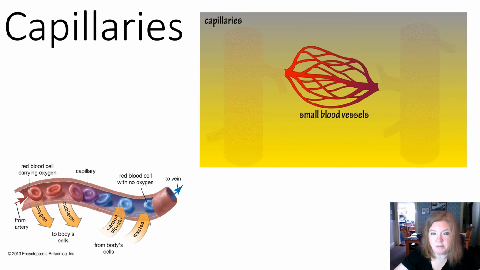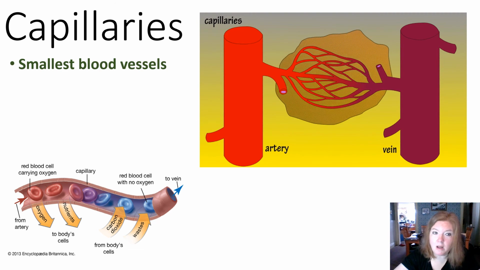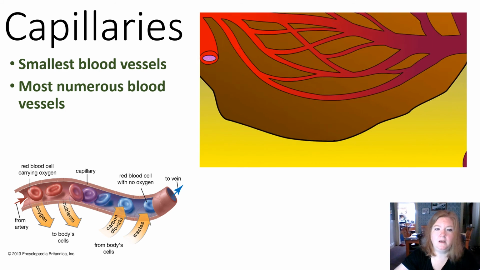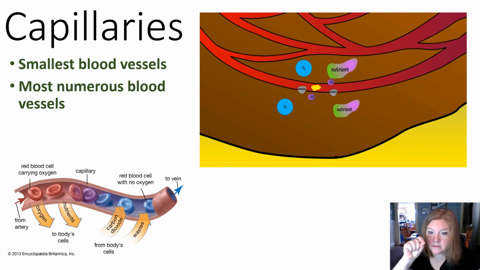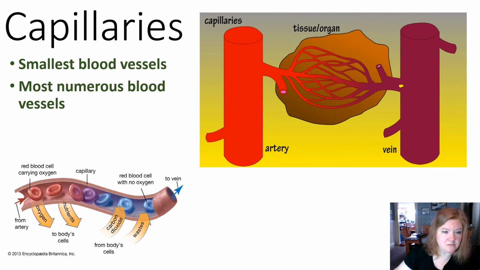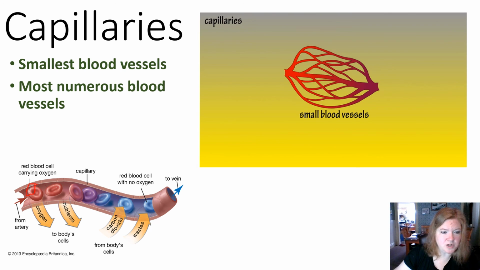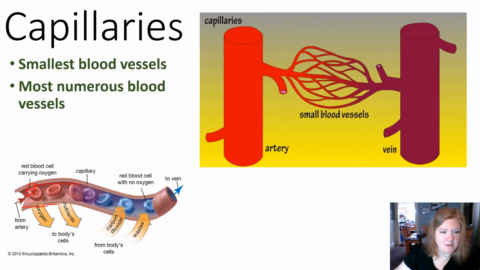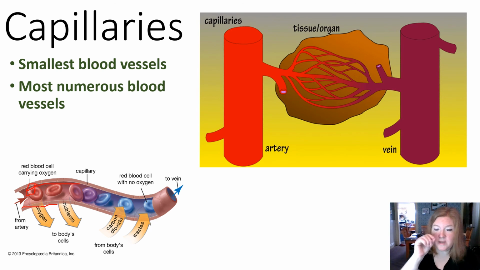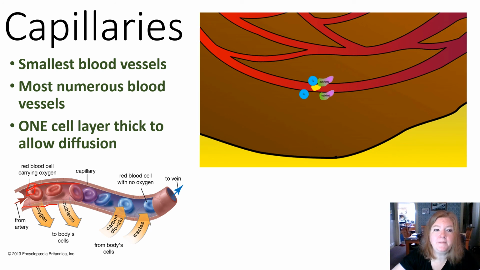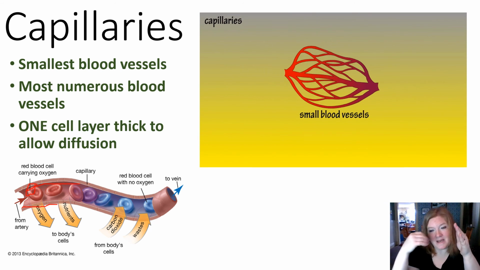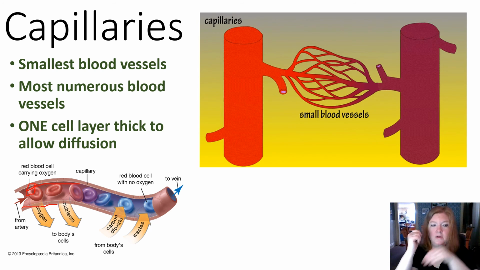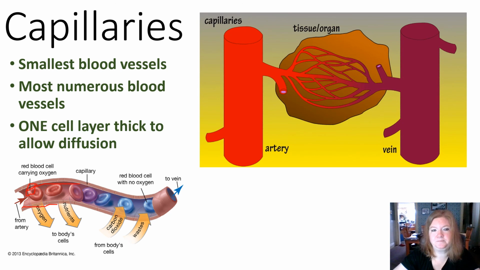And then we have capillaries. Capillaries are the smallest blood vessels. They also are the most numerous, okay? Because they're so small, they're literally 1 cell thick. So you see this right here? These are red blood cells traveling through a capillary, and you can see the capillary is as wide as the red blood cells. So a capillary is literally just 1 cell thick. And it's 1 cell layer thick to allow diffusion. So those gases have to get in and out. The nutrients have to get in and out. The wastes have to get in and out. So they need to be very small.